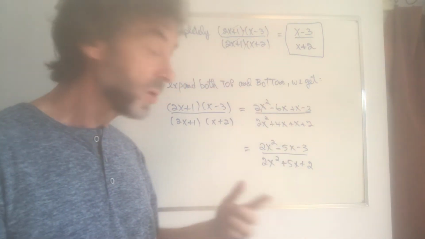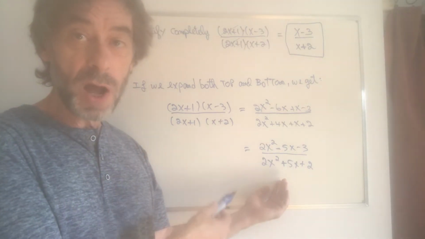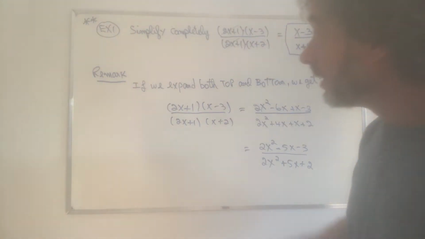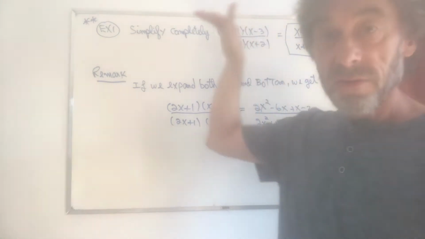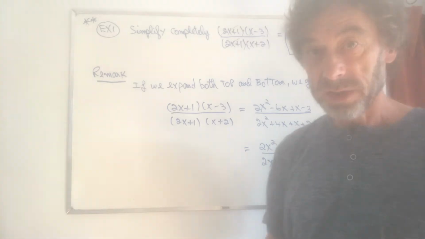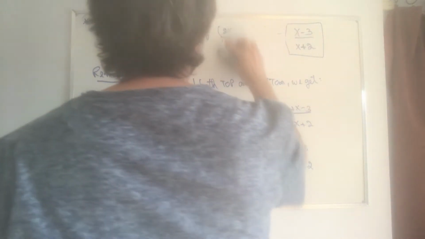The x and the x? No, for the same reason. So this is not algebraically wrong, it's just not simplified. And it goes against what we wanted to do, which was to simplify. So let's not do that. Let us try to see if we can find a way to factor top and bottom as opposed to expand horizontally. All right, let's take a look at another example.